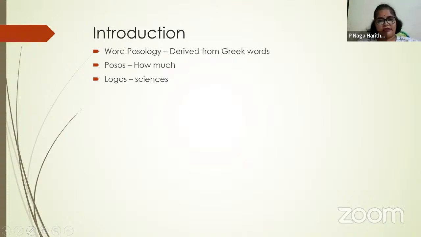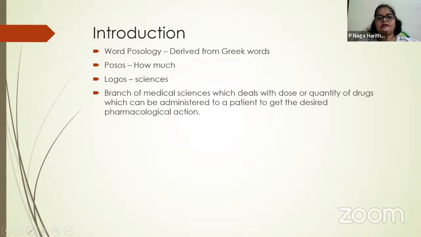So in the pharmacy stream, as you are calculating it with the dose, we say how much dose is required to produce a certain pharmacological action, because the ultimate objective for us is to have some pharmacological action which leads to the therapeutic effect. So the complete definition would be: it is a branch of medical sciences which deals with the dose or quantity of drugs which can be administered to a patient to get the desired pharmacological action.